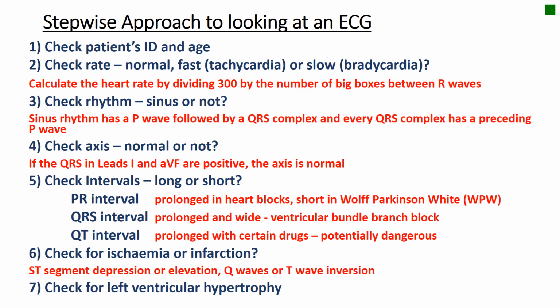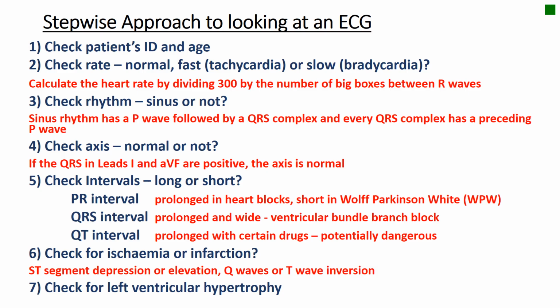For example, the PR interval is very short. You may have that in Wolff-Parkinson-White syndrome. Prolonged in heart block. QRS interval, is it really wide? Prolonged again, is it some bundle branch block going on? The QT interval. Now this can be prolonged with certain drugs, and this is potentially dangerous, as I mentioned earlier.